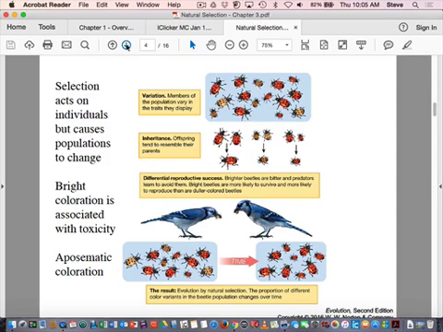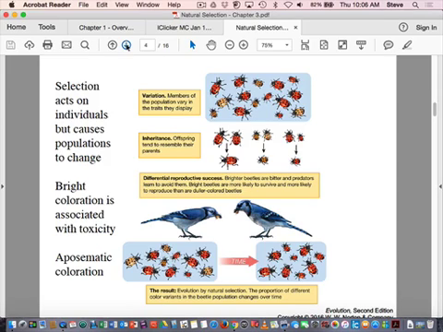And what's the agent of selection in this particular example? It's a bird, a predator. This is a blue jay, right? So the idea here is that the brighter beetles are bitter.